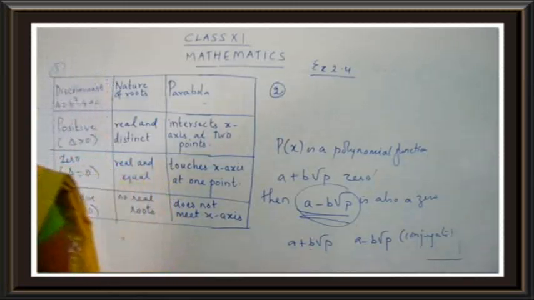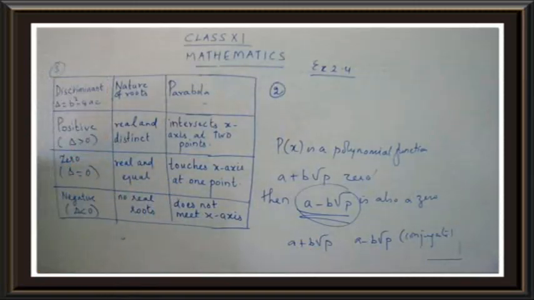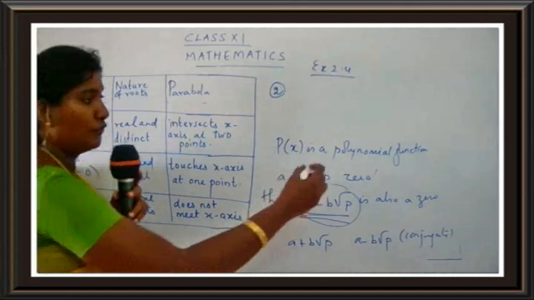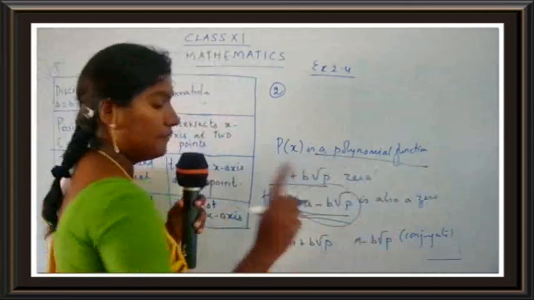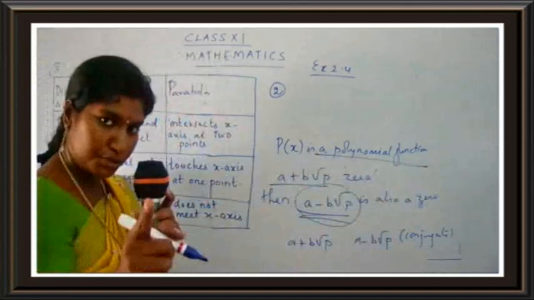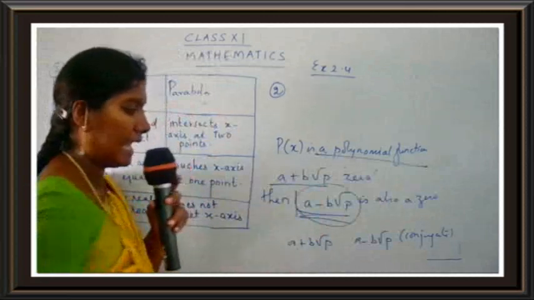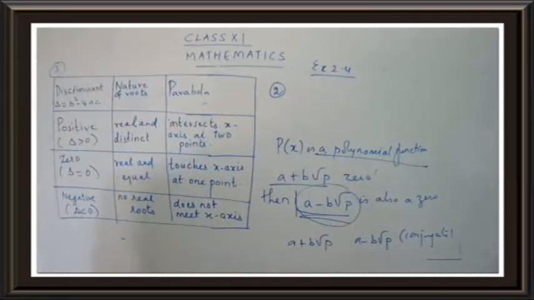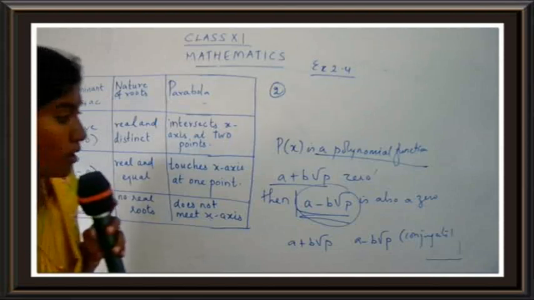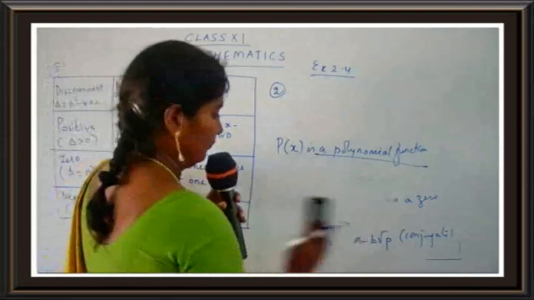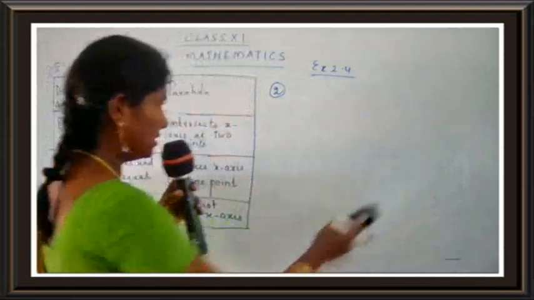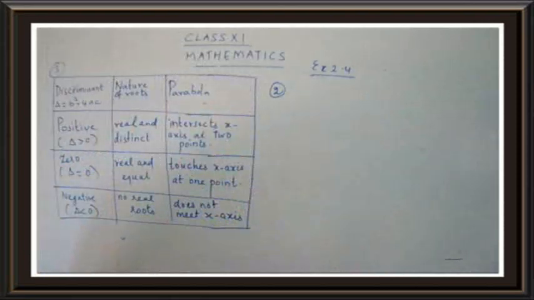So this point we are going to follow for our sum number 2. I hope you are clear with the point. For a polynomial function, if a plus b root p is one of the 0s, you can consider a minus b root p as another 0. So let's start with the second sum.